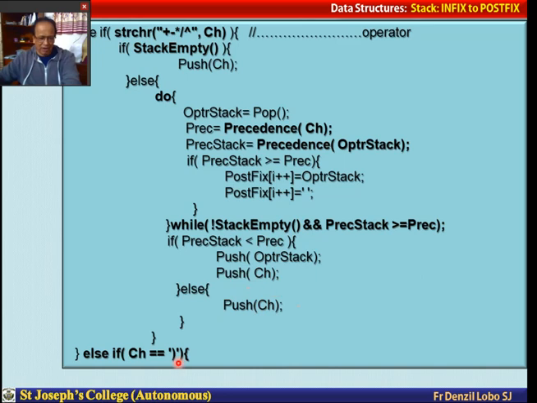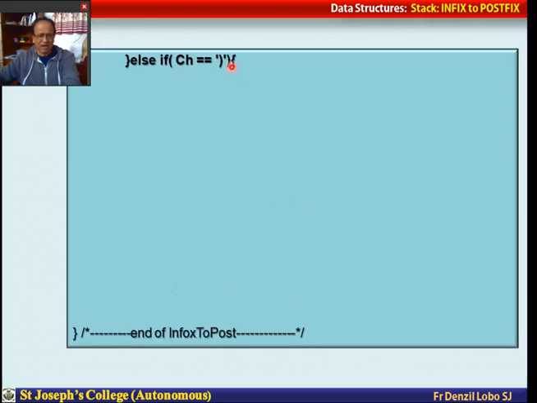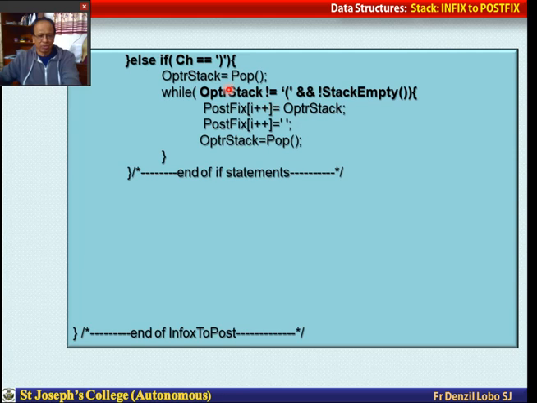Now we come to the last case, if it is the right parenthesis. So if it is a right parenthesis, what do you do? You pop the operators until you come to the left parenthesis which is on the stack, and you insert each of these operators from the stack into the postfix expression. So you go on doing it as long as you have not reached the left parenthesis or the stack is not empty.